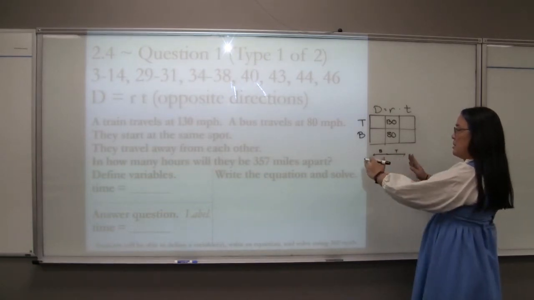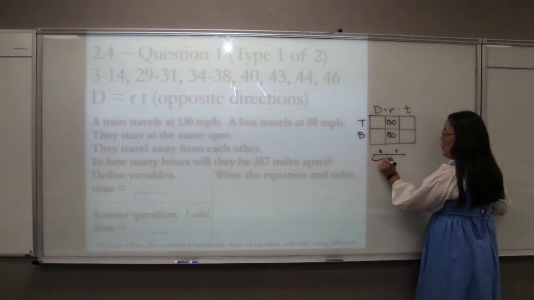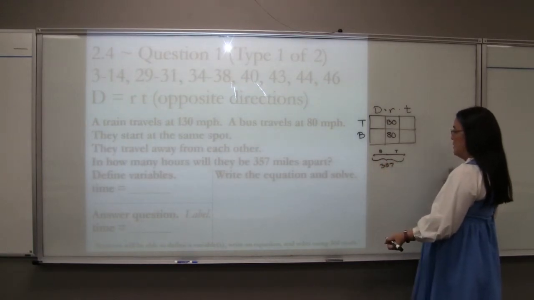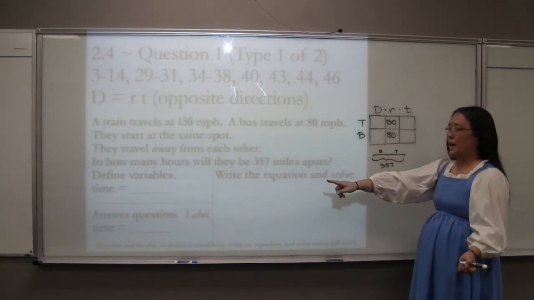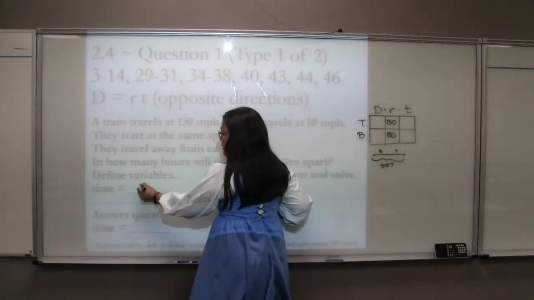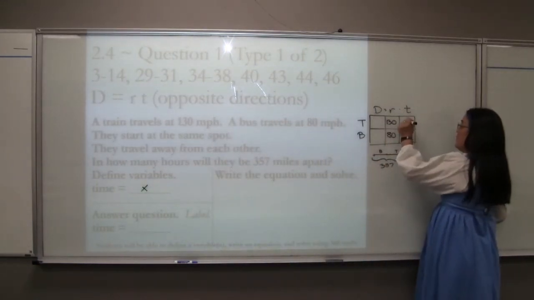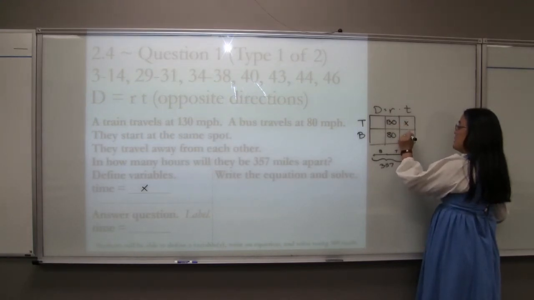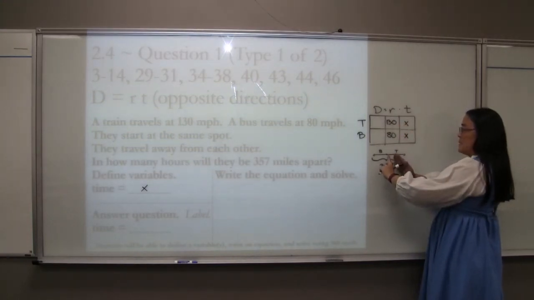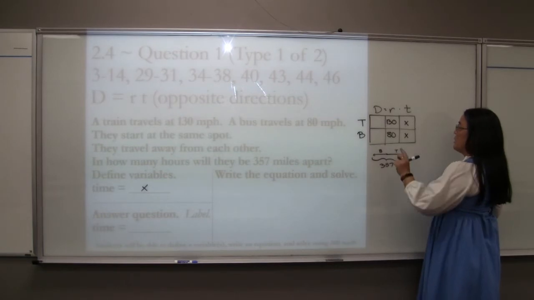How many hours will they be 357 miles apart? I don't know how much time that is, but I'll call this X. Some people want to use T for time. So the time for the train and the time for the bus is the same amount of time because they started at the same spot and they traveled away from each other.